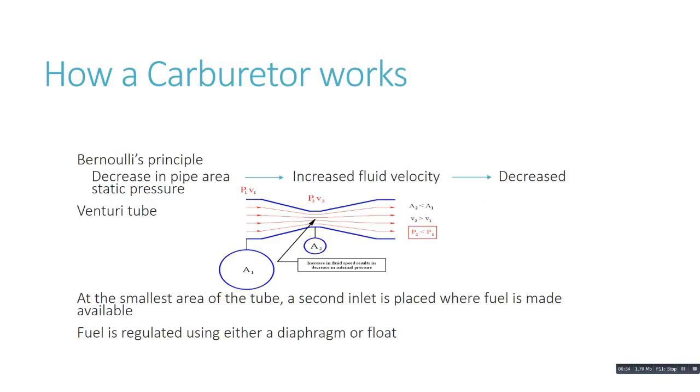How a carburetor works. The design of a carburetor is based off of Bernoulli's principle. As area is decreased for a fluid flowing through a pipe, the fluid's velocity will increase, causing the static pressure of the fluid to decrease. The venturi tube shown displays the principles in action. At the smallest area of the tube, the area of the lowest pressure of the flow, a fuel inlet is placed that makes fuel available.